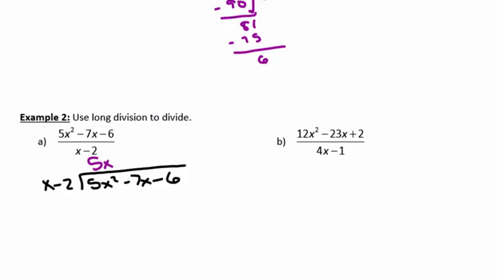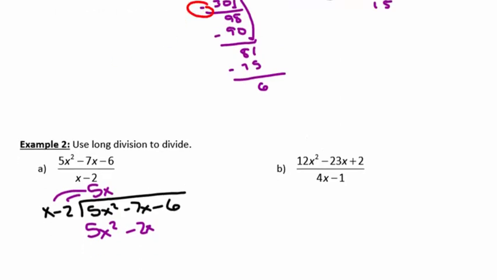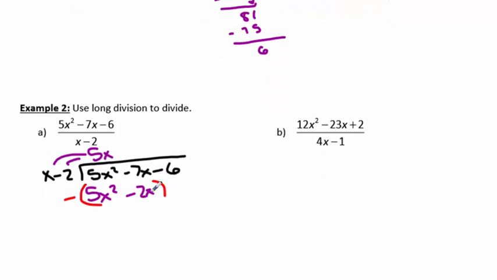Now we're going to take that 5x and multiply it by both the x and the minus 2. That's going to give us 5x squared minus 2x. Now, just like numeric long division, we're going to subtract. So 5x squared minus 5x squared is 0, and 7x minus 2x: that negative and this minus right here are going to turn into plus, so that's negative 7 plus 2, or negative 5x. Bring down the next term, the negative 6.